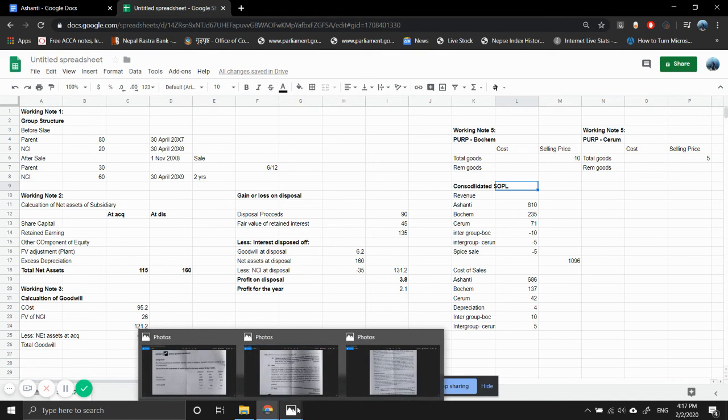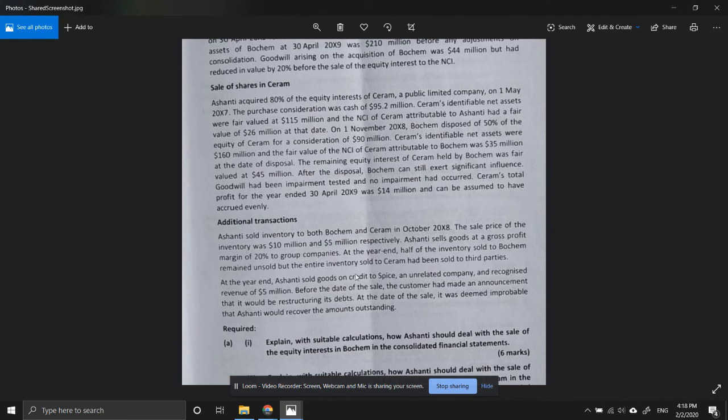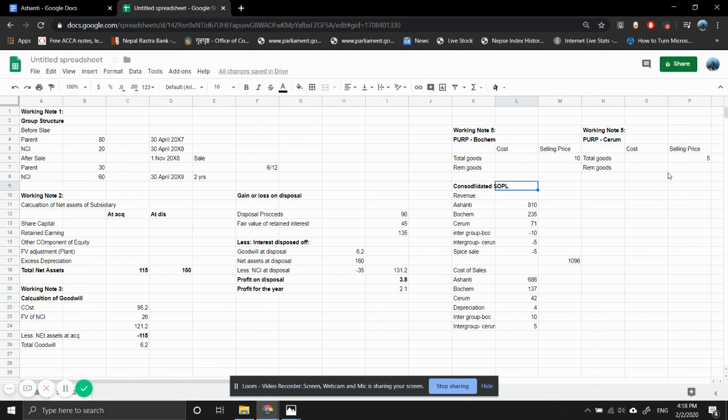So how much did they actually sell? Half of the inventory sold to Bochum remains unsold, right? But the entire inventory sold to Serum is already sold. That means remaining goods is 0. So PURP is 0. In this case, PURP half is remaining, right? So this divide by 2. This is actually this figure into 0.8. So this will be the same figure, and then our PURP is 5 minus 4, 1 million, right? So we will need to reduce that figure as well.